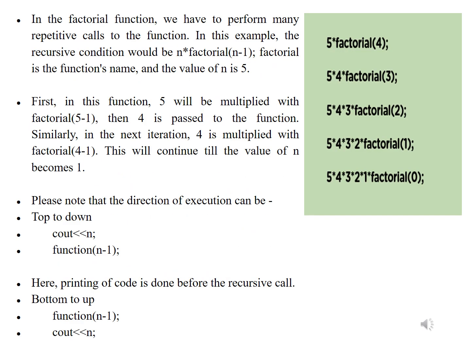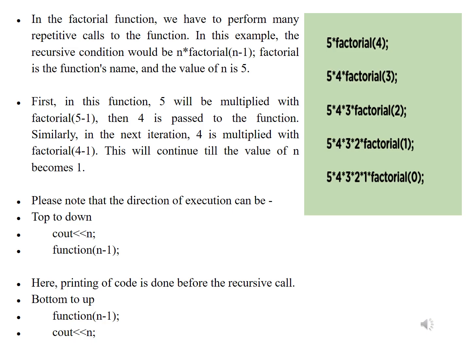In the given example of finding the factorial, we have to perform many repetitive calls to the function. In this example, the recursive condition is n into factorial of n minus 1. Factorial is the function name and the value of n is 5. First in this function 5 will be multiplied with factorial of 5 minus 1, then 4 is passed to the function. Similarly, in the next iteration 4 is multiplied with factorial of 4 minus 1. This will continue till the value of n becomes 1.